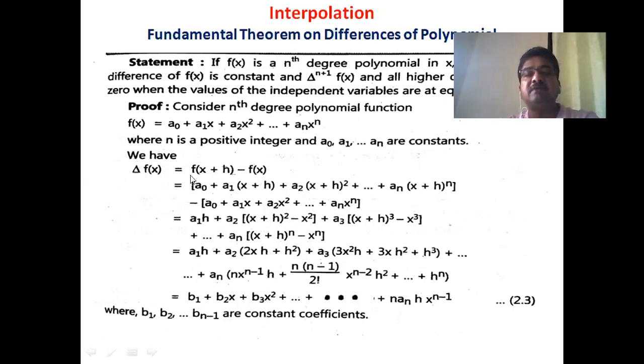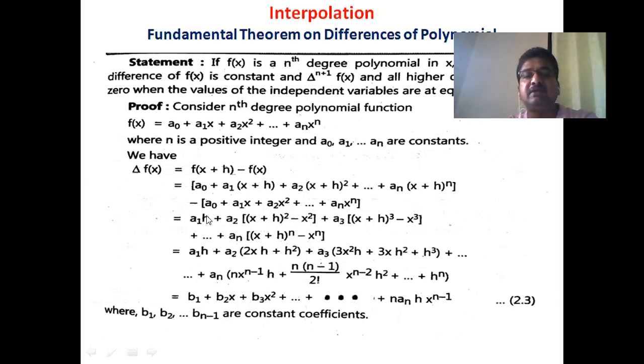And what is f(x+h)? This is f(x). So f(x+h) is obtained by replacing x by x+h in this. So f(x+h) is a0 + a1(x+h) + a2(x+h)² + ... + an(x+h)ⁿ. This is f(x+h). Minus f(x) means this is as it is in the second bracket, because there is a negative sign. So then what is the simplification?